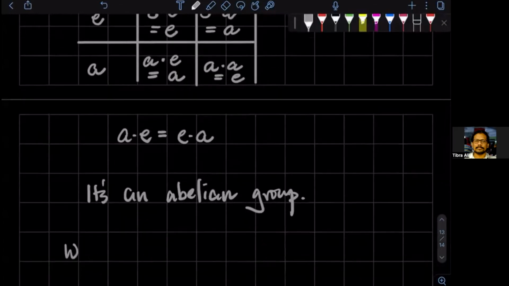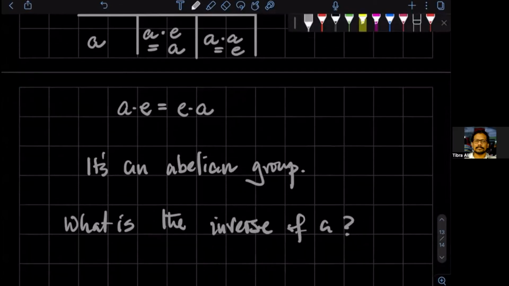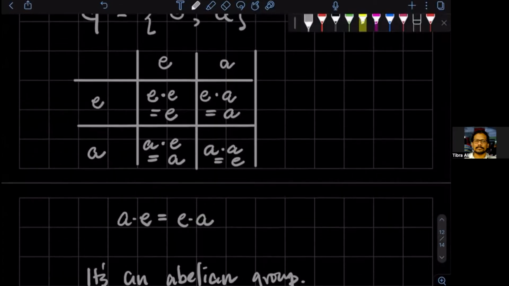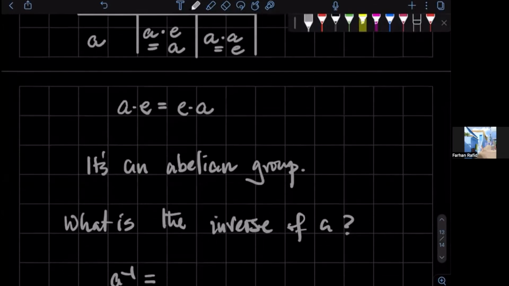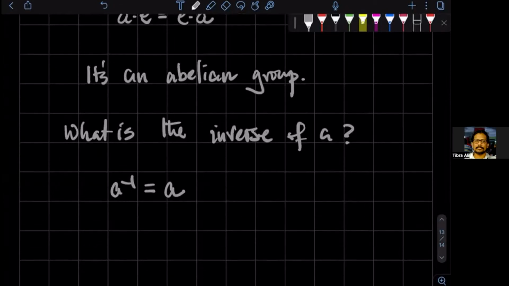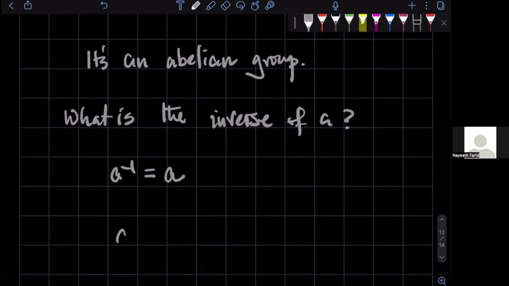Now, what is the inverse of A? What is this? E. A. A. So the inverse of A is itself, which is the comment I made before, right? That because A times A is E. Okay.